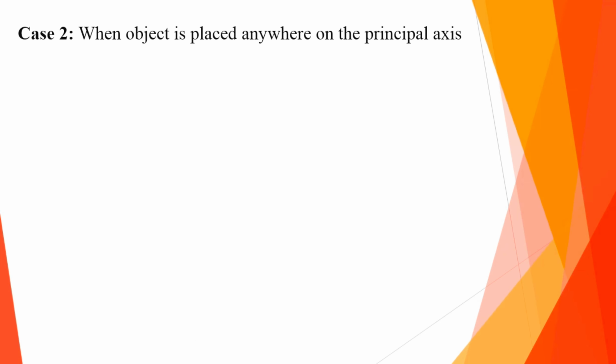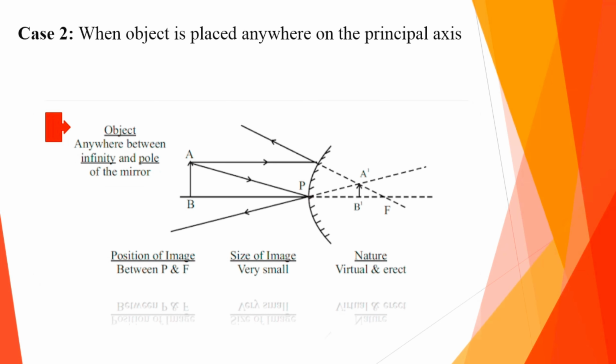Now whenever the object is placed anywhere on the principal axis between infinity and the pole, that is at a finite distance, what happens? So the second case is when the object is placed anywhere on the principal axis, somewhere between infinity and the mirror's pole.